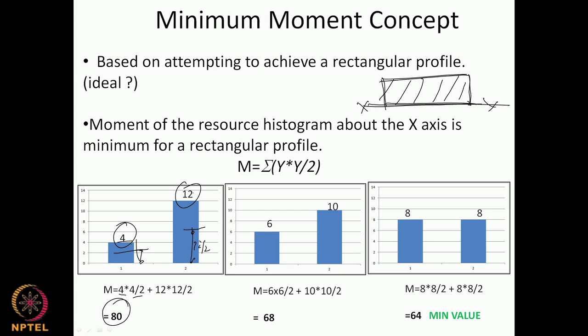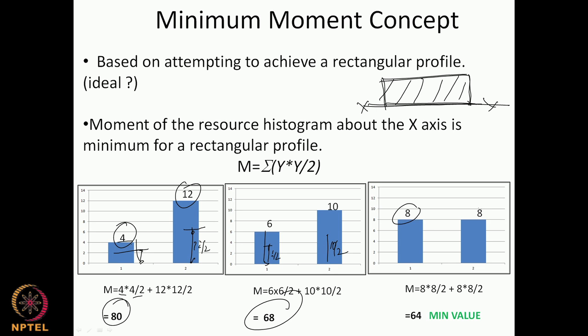Now for the same resource requirement, which is 16, 10 plus 6, I have an alternate histogram here. The moment of this is 6 into 6 by 2 plus 10 into 10 by 2. This is the moment of this histogram, and you can see as my peak reduced, my moment also reduced. Because this is the square of the height of the bar, as I reduce it, it reduces by the square.